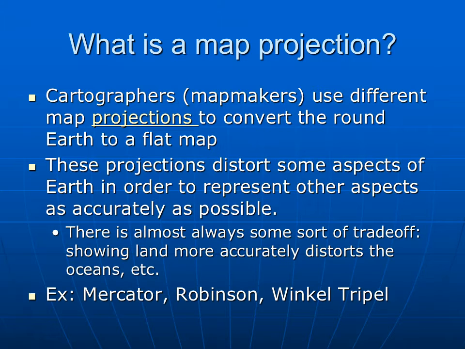Cartographers, or map makers, use different map projections to convert the round Earth into a flat map. These projections distort some aspects of the Earth in order to represent other aspects as accurately as possible. There's almost always some sort of trade-off. Showing more land more accurately distorts the oceans, for example, and so on. Please copy down the 3 projections, Mercator, Robinson, and Winkel Tripel, in the space provided. We will also pause now to take a look at an example of these projections.